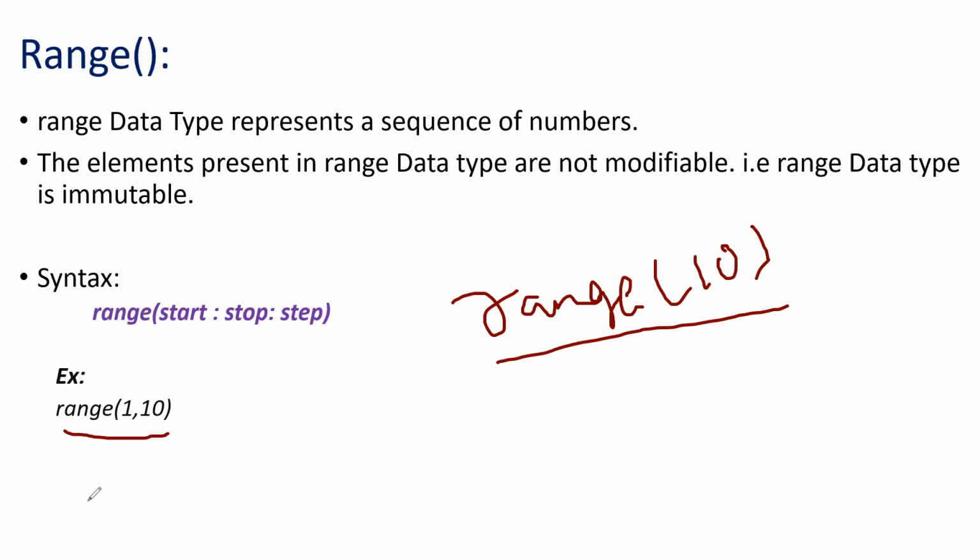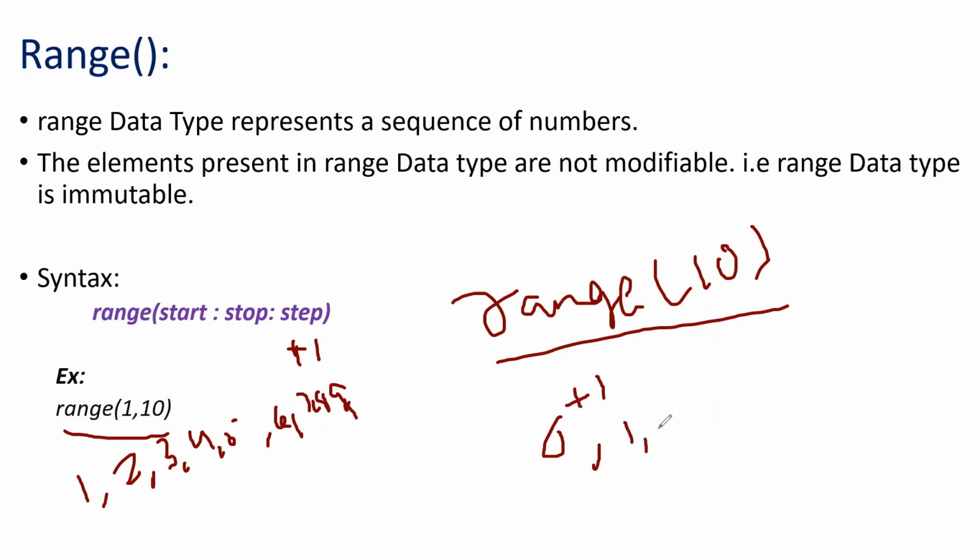Right? So it starts from 1. Is the step given? No. If the step is not given, by default it takes 1 as the step, positive one. 1 plus 1, 2, 3, 4, 5, 6, 7, 8, 9. Right? See here, is start given? No. By default it takes 0. Then is step given? No. By default it takes 1. So 0 plus 1, 1, 1 plus 1, 2, 2 plus 1, 3, 4, 5, and it goes like that. This is about the range data type.